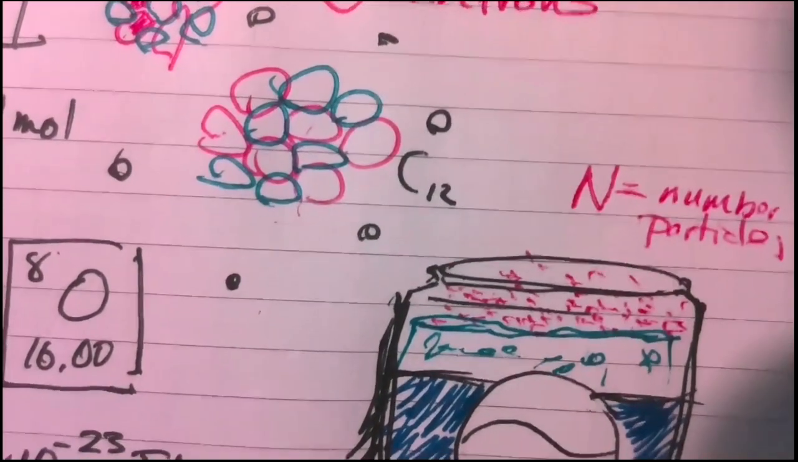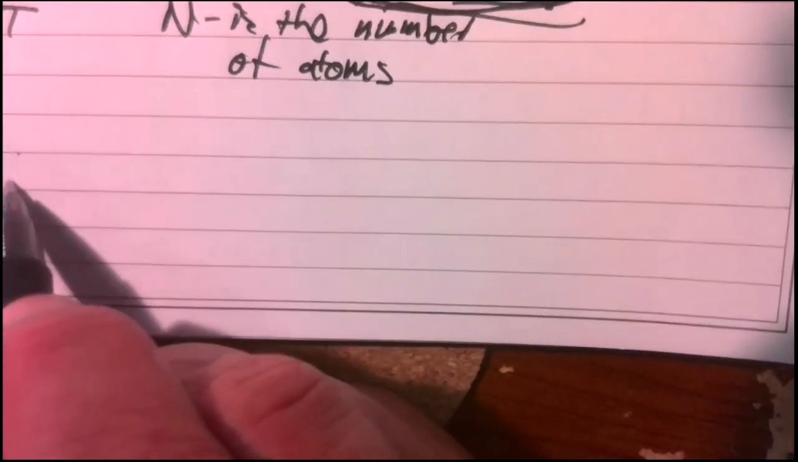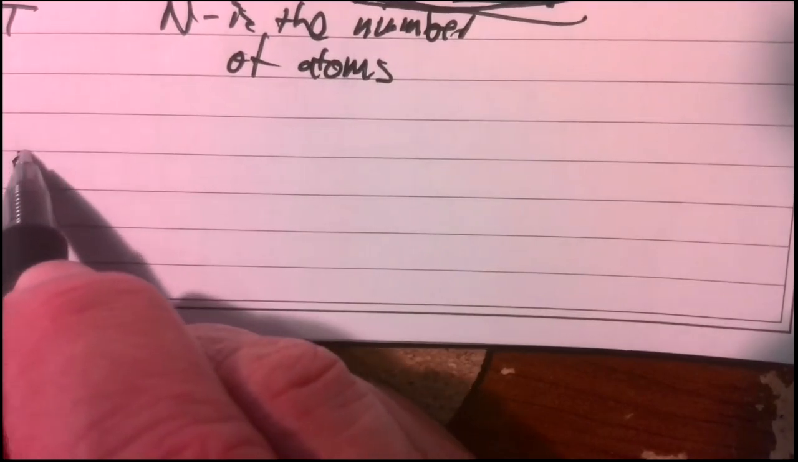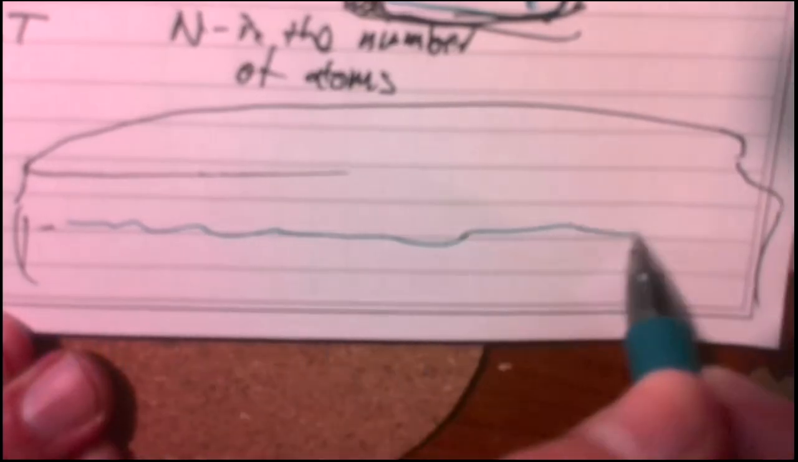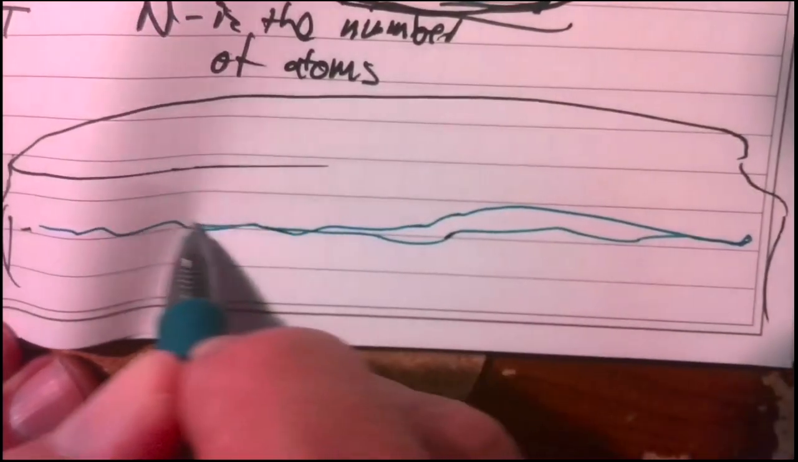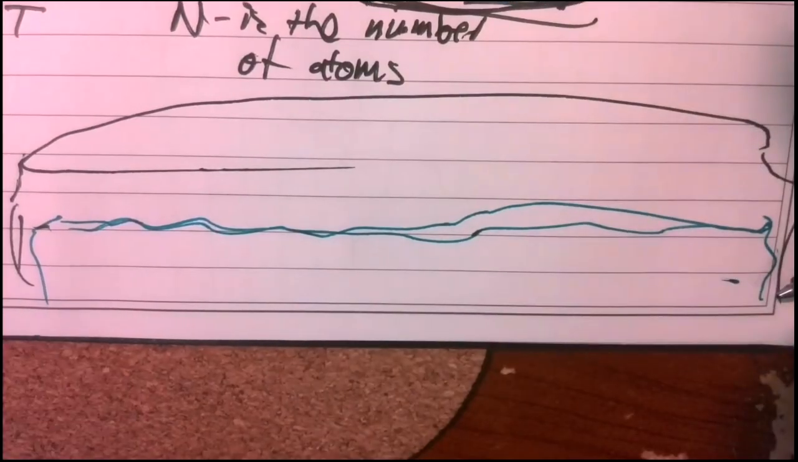So let's zoom in here to the top of the can of the Pepsi. I'm gonna draw a giant can of Pepsi down at the bottom of the page. Here's my can of Pepsi. We have the liquid Pepsi down here in the bottom. The can is full of liquid Pepsi.